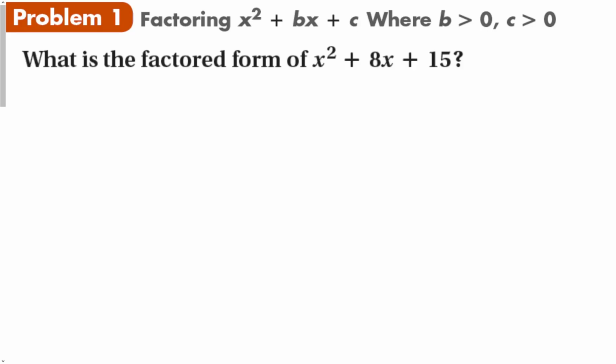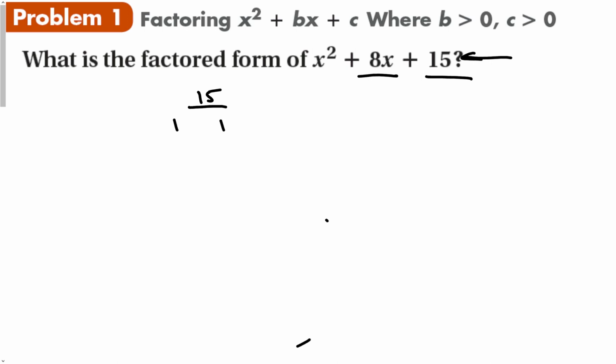So, what is the factored form of x squared plus 8x plus 15? We want two numbers that have a product of 15 and a sum of 8. To figure this out, well, there's an infinite amount of numbers that have a sum of 8, but let's focus on this number right here, 15. Let's find all the numbers that have a product of 15.